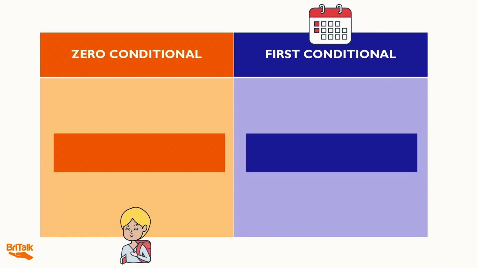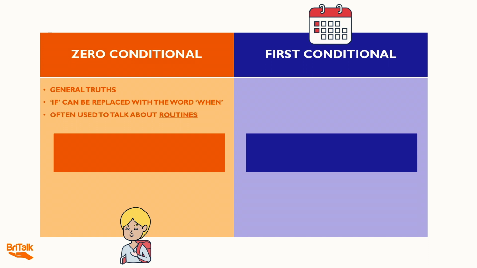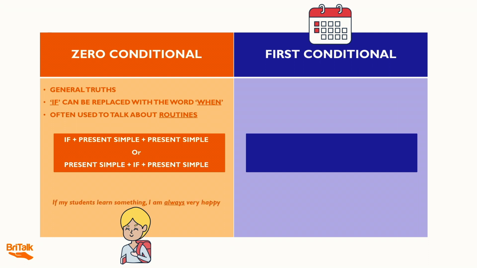So to finish today's lesson, let's look at what we've learned today. The zero conditional is used to talk about general truths. The word if can be replaced with the word when. The zero conditional is often used to talk about routines. Its structure is if plus the present simple plus the present simple, or present simple for the result plus if plus the present simple for the condition. So if my students learn something, I am always very happy.